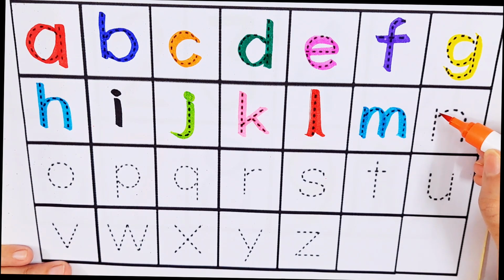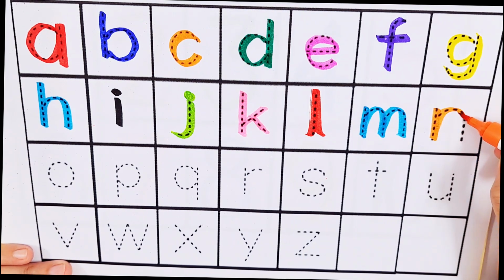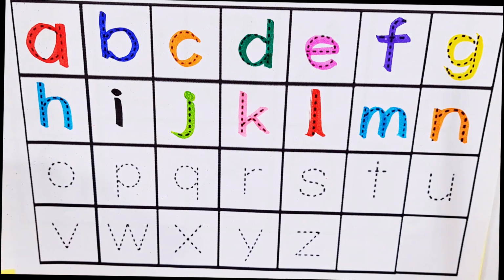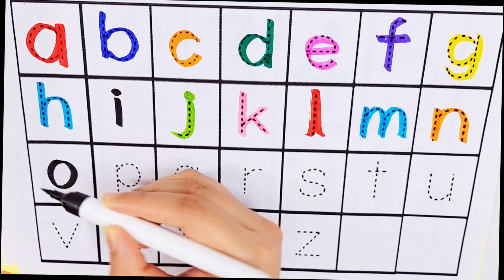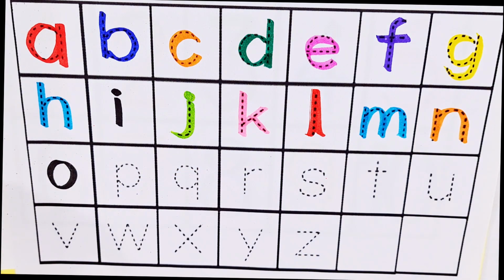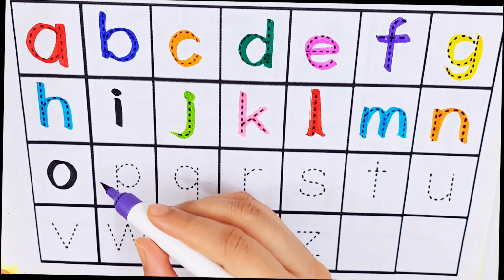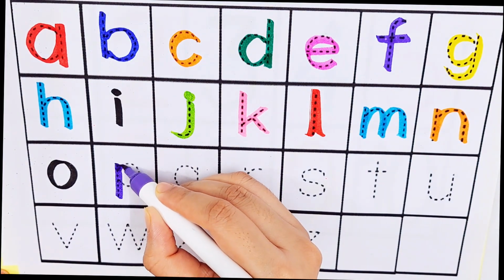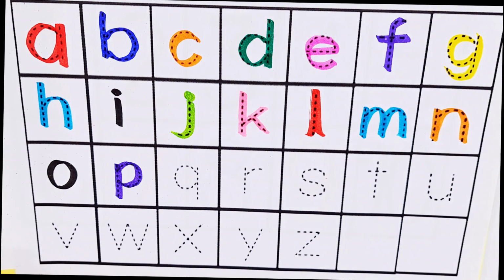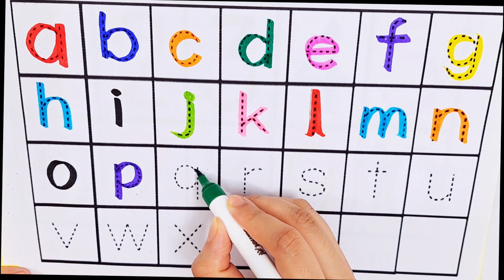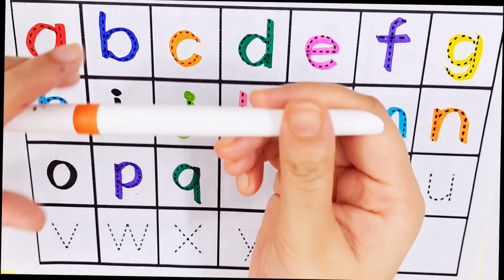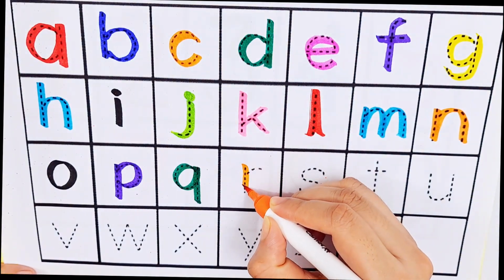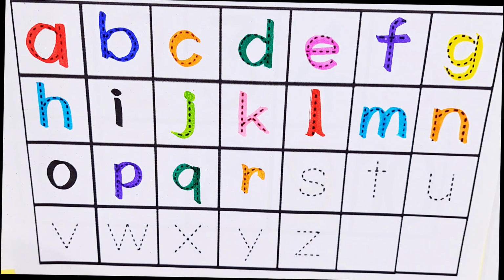Orange color. N for nuts. Black color. O for orange. Violet color. P for parrot. Dark green color. Q for queen. Orange color. R for rainbow.